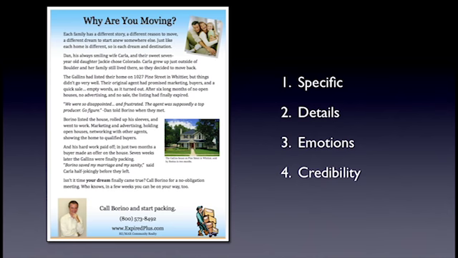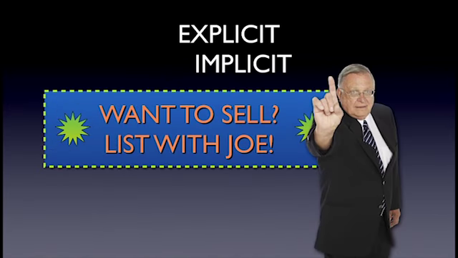There is another element that makes it work well: IDT. See, there are basically 2 types of marketing: explicit and implicit. A simple example of explicit marketing would be List with Joe. Okay, not that powerful? All right. What if I added a couple more exclamation points?